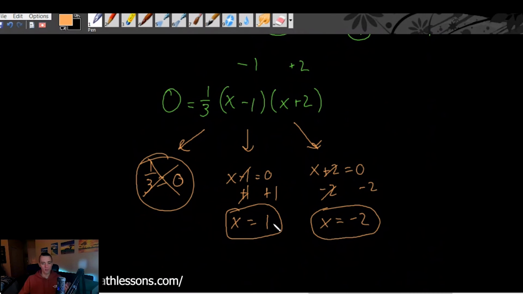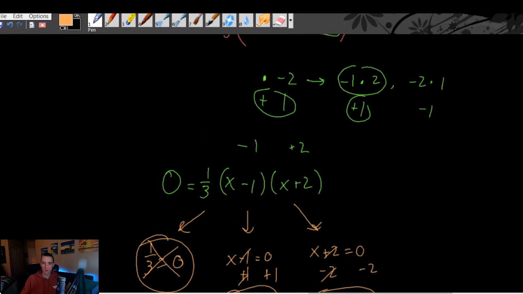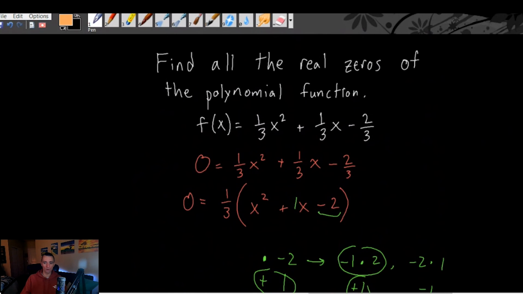And an interesting thing: if we were to take 1 and -2 and plug them back into our full function, we should get 0. That's one way you can confirm that your solution actually makes sense.